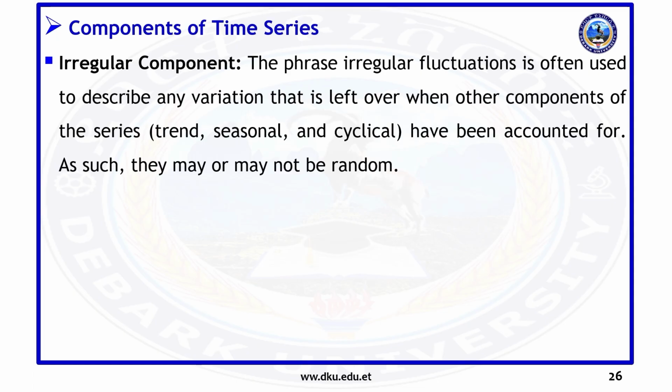It is important to note that irregular fluctuations are not always purely random. In some cases, they may include a one-time effect or unusual occurrence that cannot be easily explained by the other components. Understanding the irregular component is essential because it helps analysts recognize the limitations of forecasting and highlights the presence of uncertainty within real-world data. By separating out the irregular variation, you can better focus on the underlying pattern and structure of the time series.